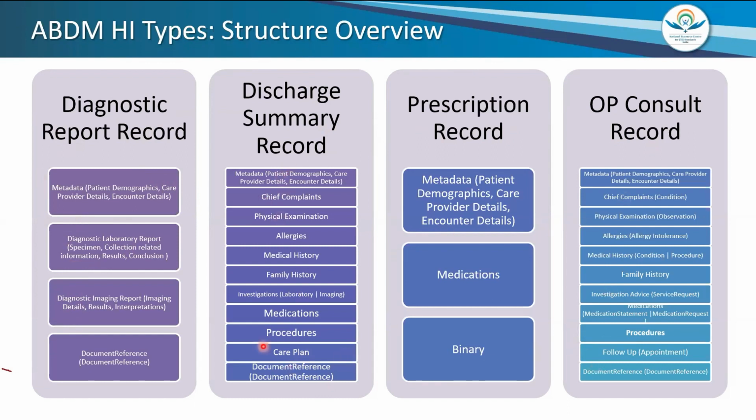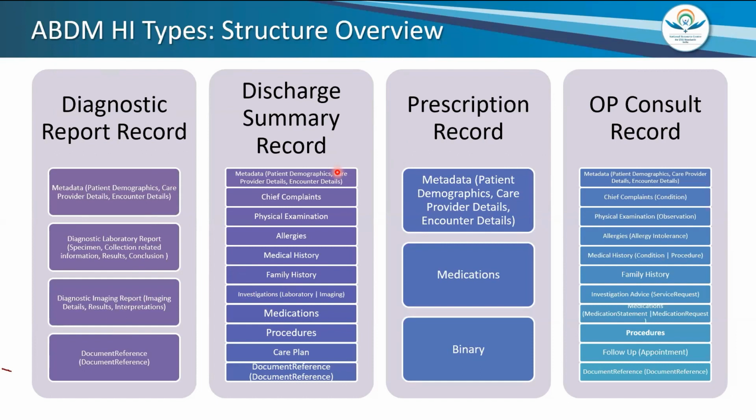And for some use cases, we have a document where we can simply scan the document and upload it. So this is the way we have thought of it: we should have a record with metadata, with clinical data in it. Whenever we talk about different HI types, we have the diagnostic report for all the labs and radiology reports. We have the discharge summary for the inpatient encounter. So depending on the encounter, these record types are generated.